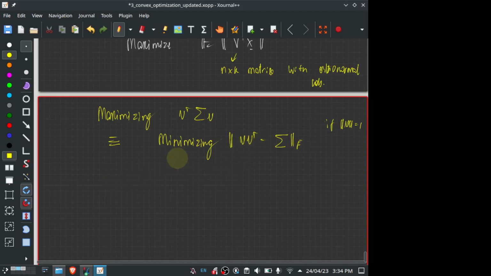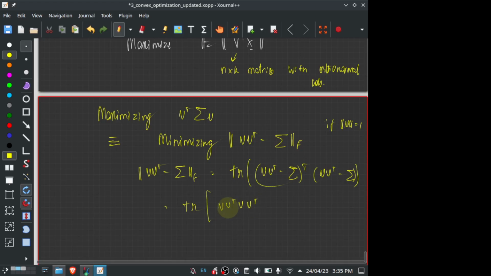The reason why that holds is because the Frobenius norm of v v transpose minus sigma is also equal to the trace of (v v transpose minus sigma) transpose times (v v transpose minus sigma), which is equal to the trace of v v transpose times v v transpose, minus 2 times v v transpose times sigma, plus sigma transpose sigma.